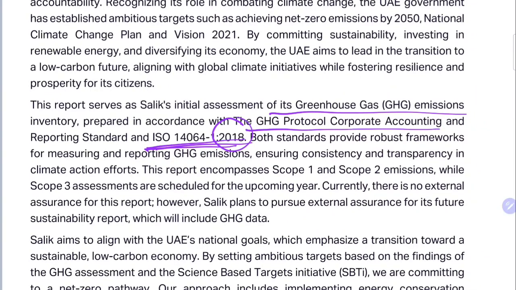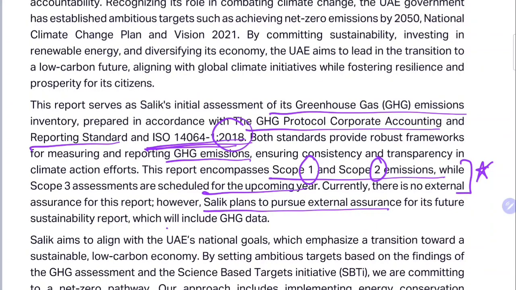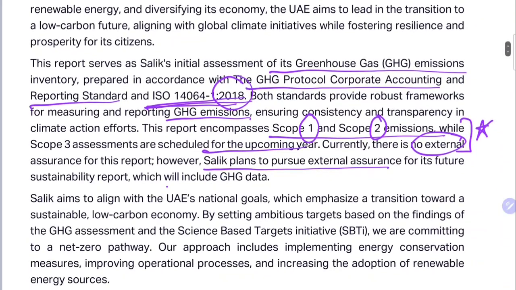So the GHG Protocol Corporate Accounting and Reporting Standard, and the ISO standard, both provide a robust framework to measure and report GHG emissions. This report encompasses Scope 1 and Scope 2 emissions, while Scope 3 assessments are scheduled for the upcoming year. So please remember this: this is covering only Scope 1 and Scope 2. However, Salik plans to pursue external assurance, but there is no external assurance for this report actually.